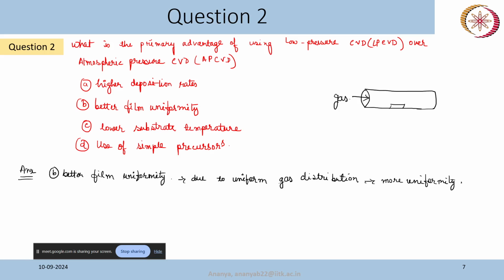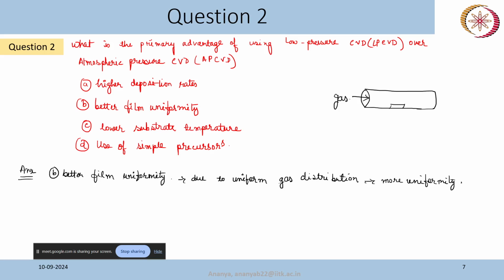Now, if the film quality is not good, then why do we go for atmospheric pressure CVD? Now see, it is atmospheric pressure. In case of LPCVD, you need a certain kind of pump. You need to create vacuum inside this tube using a pump, some kind of diffusion pump or rotary pump. Now, atmospheric pressure is simple in that way.